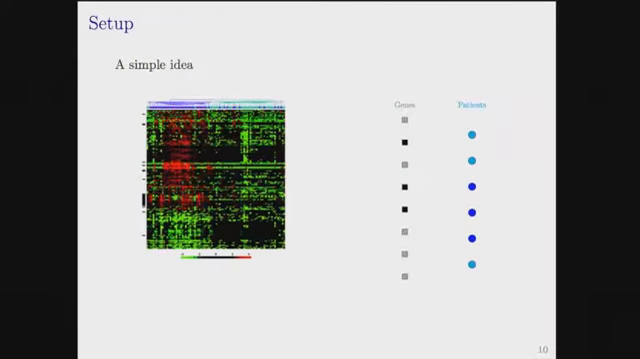So the graph will contain two kinds of vertices. The vertices on the left correspond to genes, so they correspond to each row, and the vertices on the right correspond to the patients. And I will connect a gene with a patient if I see that there is a very red dot in this matrix. So, do you have weights on them corresponding to how red it is or not? In principle, yes, but for now, let's just think that there are no weights.